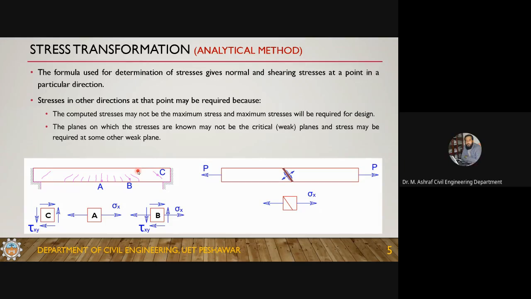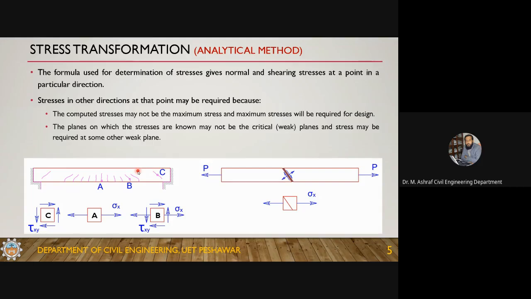So we are discussing these things. This was just showing how to show the state of stress. A number of forces may be acting in the x, y, z directions, and you will have to show the state of stress. What is the state of stress at this particular point?